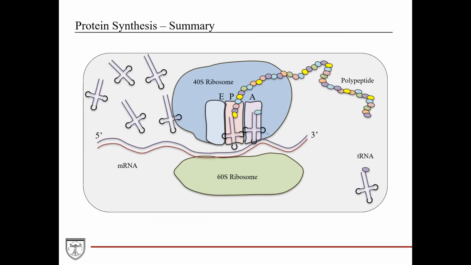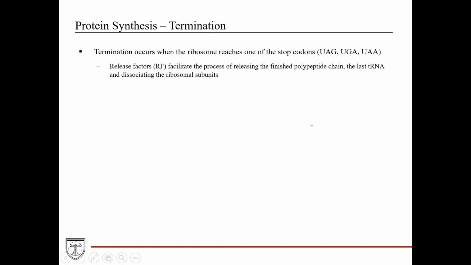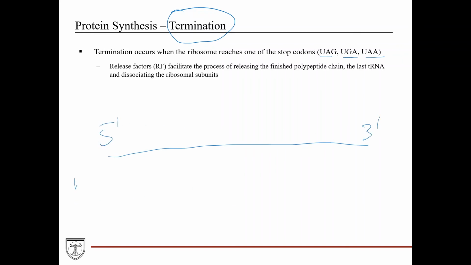And then that process repeats until the ribosome comes down and encounters a stop codon. When it reaches the stop codon, this is the termination phase. So it reaches one of these stop codons, either UAG, UGA, or UAA. So if we draw out 5 prime, 3 prime, this is an mRNA. And let's say the stop codon here is UAG, and then you have your ribosome like this.